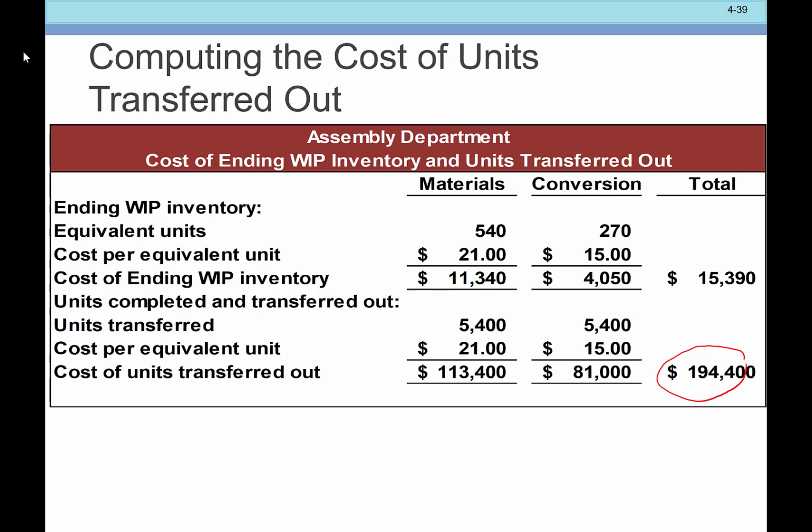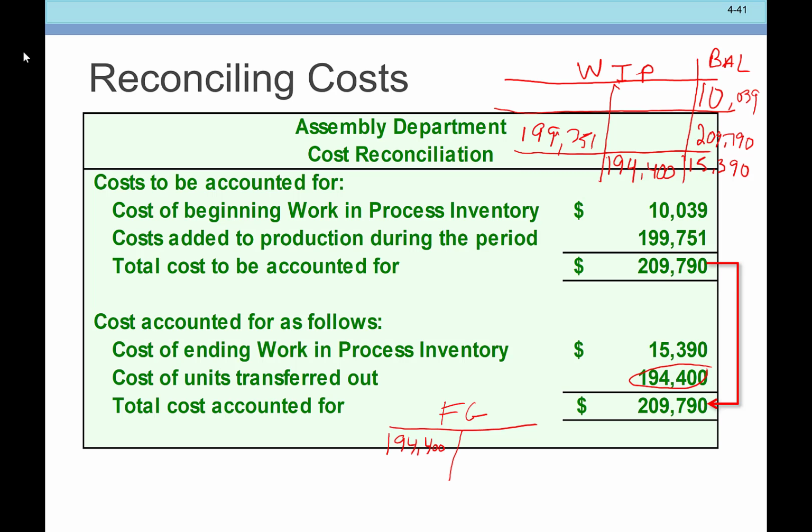Right? Cost per equivalent unit for our items that were transferred out was 194,400. So that's going to come out of either process department A and into process department B, or out of process department B and into finished goods. All we know is we're going to transfer those costs out here. Okay? So when we transfer those costs out, we do what?